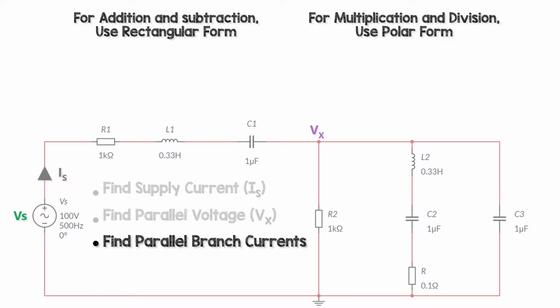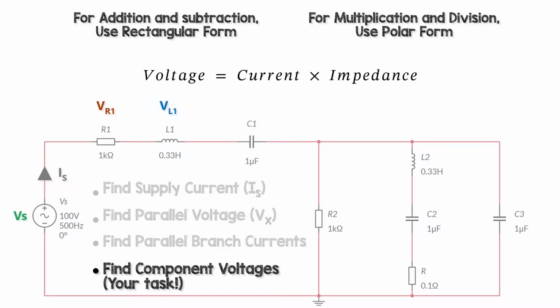After that, we're going to find all the parallel branch currents through R2, through L2, C2 and R, and through C3. And finally, for you, is to find the component voltages shown here. That's your task. Just using multiplication in polar form. It's really easy.